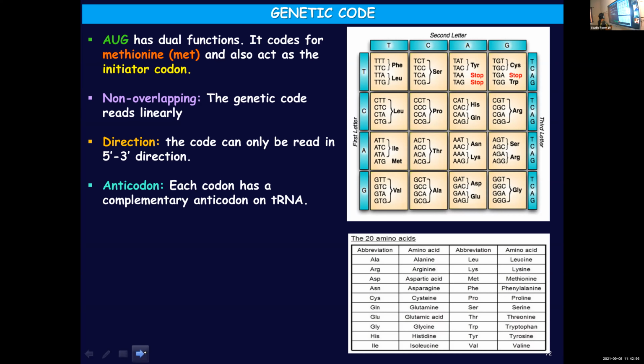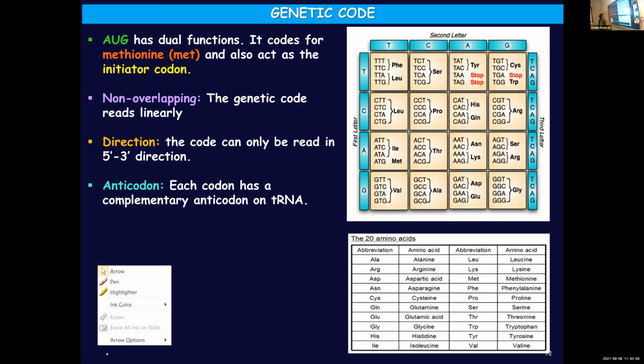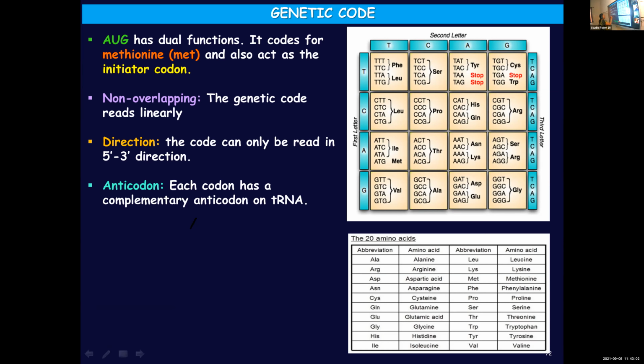Anticodon means, children, say for example, if AUG is present on messenger RNA, what will be the anticodon present on transfer RNA?